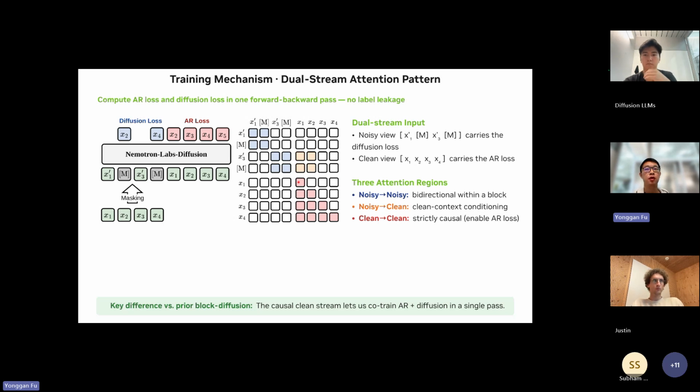This is very similar to the block diffusion attention pattern. The only difference is that for the clean context part, we replace the block-wise attention pattern with this causal attention pattern.